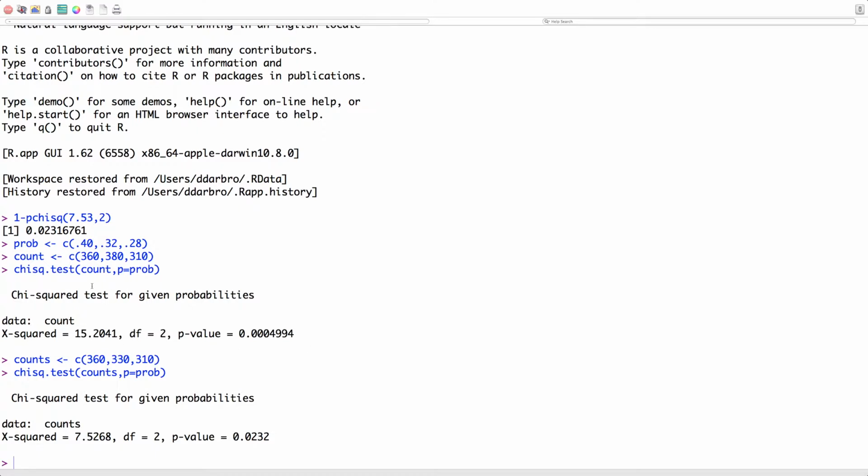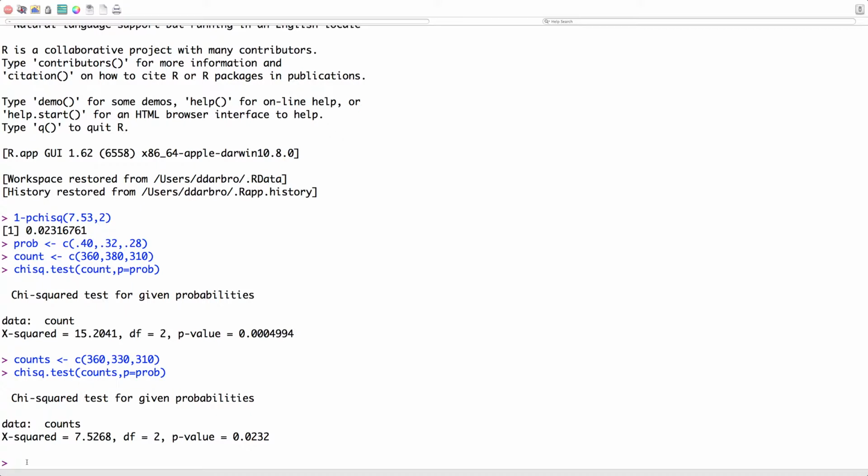Guys, I made a typo here. Looking at my notes, I typed 380 there instead of 330. So guys, under the null hypothesis, we would reject and assume that percentages are different. Now, what we could do is go into each one and run a one proportion z-test and go from there.